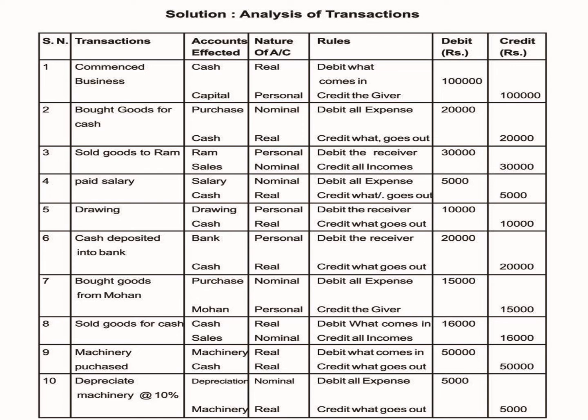Mohan is a personal account. Credit the giver. Cash is a real account. Debit what comes in. Sales is a nominal account. Credit all incomes and gains.